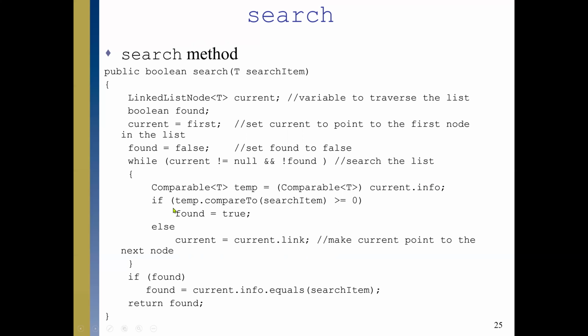So now we can say that if temp.compareTo(searchKey) is greater than or equal to 0, that means we found the item. We set found to true. Else we didn't find it, so we move to the next element. Now, if found, we'll return what is found. So here we say current.info equal to searchItem. We assign it to found, then we return found.